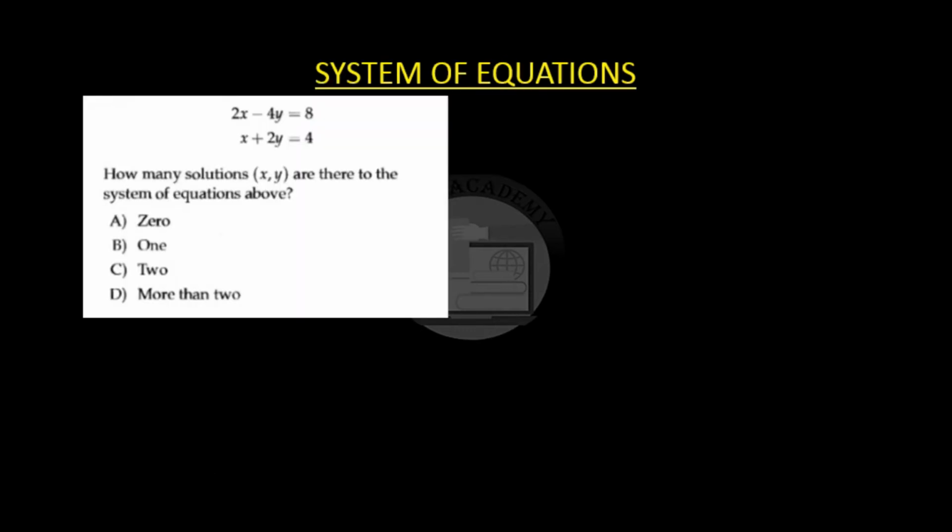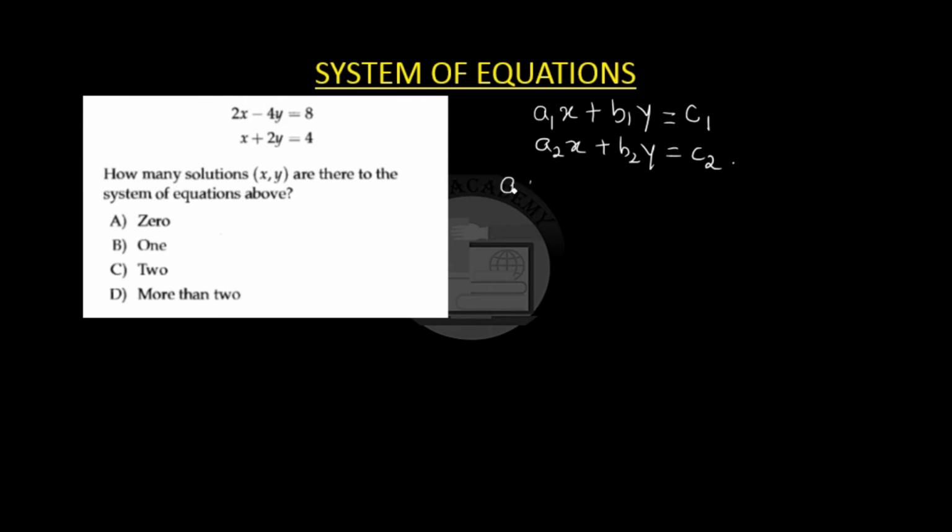System of linear equations are given to us. How many solutions are there to the system of equations above? We have to figure out the number of solutions. Now we can quickly see that a1x plus b1y is equal to c1 and a2x plus b2y is equal to c2. Correct. So we see that our a1 is 2.